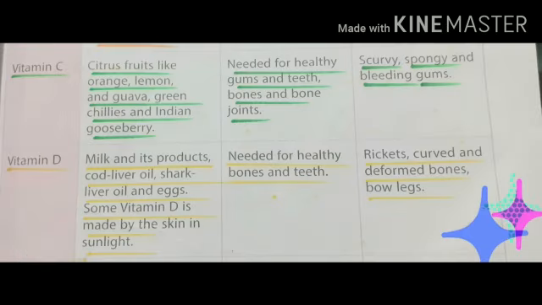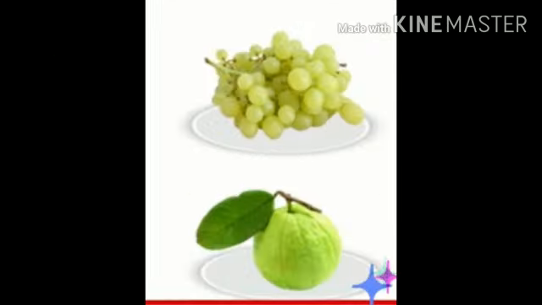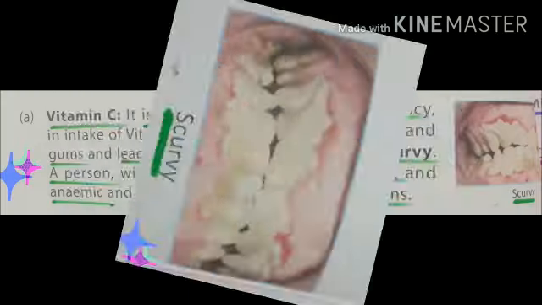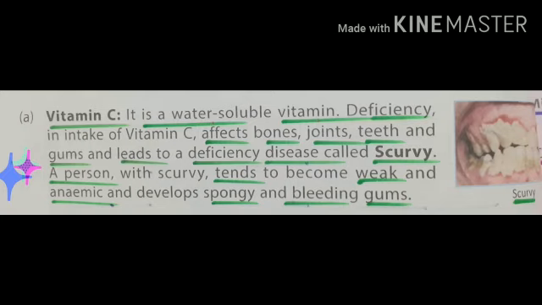Let's take the next two important vitamins, dear student, vitamin C and vitamin D. Vitamin C, which is not present in the milk. So from where we get it? From all the citrus fruits like lemon, oranges, grapes, guava, etc. And what is shown here to you is the deficiency disease caused by vitamin C, that is scurvy. What happened in it we will discuss.